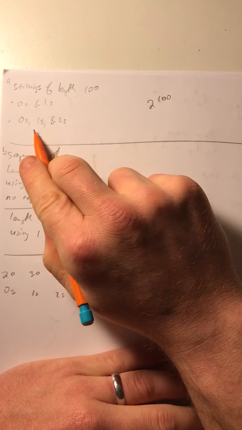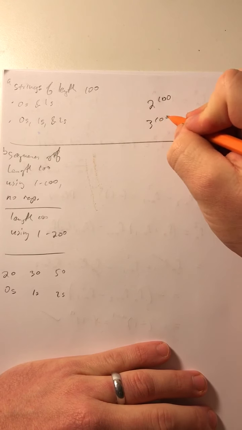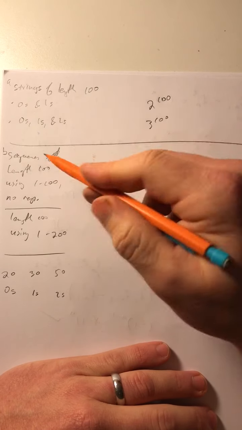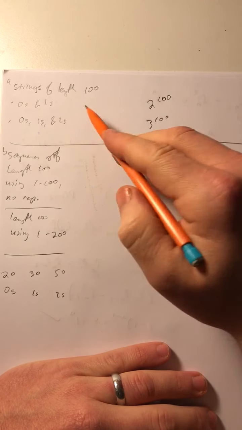Same thing here. I have 3 choices for each position, so I get 3 to the power 100. 3 choices for the first spot, 3 choices for the second spot, 3 choices for the third, all the way down to 3 choices for the 100th spot in the string.